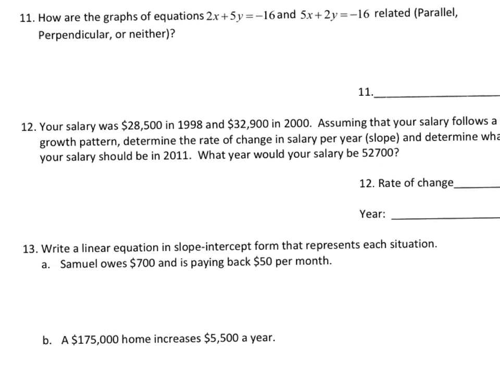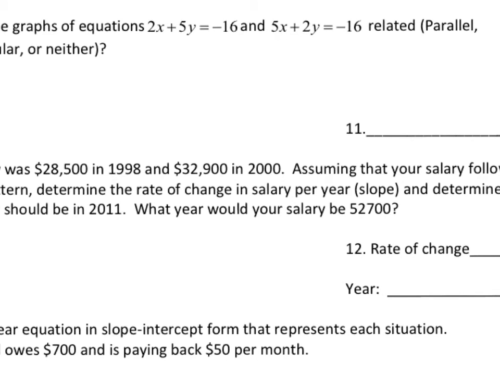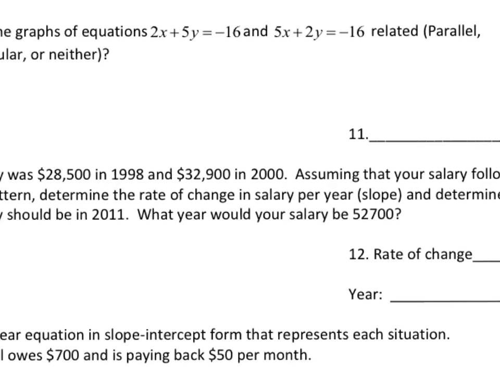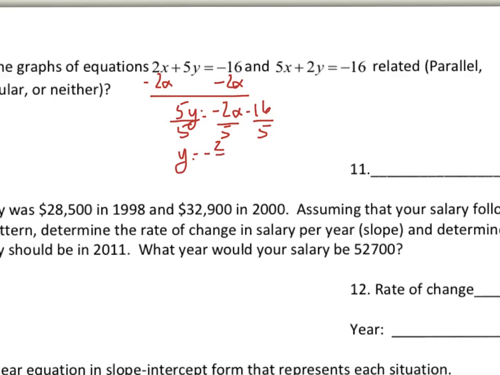So number 11, looking at it, I'm going to solve both equations for y. If the m value, the slope of both lines, is the same, I'm talking about parallel lines. If it's opposite reciprocal, I'm talking about perpendicular. So solving this one, I subtract 2x from both sides. Solve one equation at a time. I get 5y equals negative 2x minus 16. Divide by 5. If you're good, you can already see what the slope's going to be, but I'll just keep going. It's going to be negative 2/5.